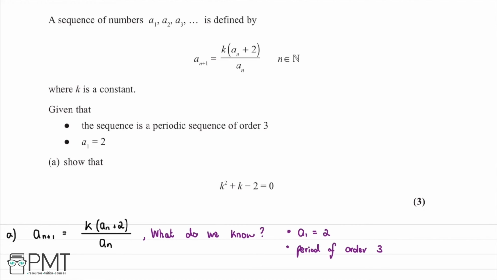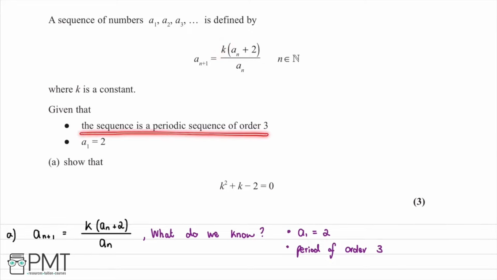So here in this question, we're told that a sequence of numbers denoted by a1, a2, a3, and so on is defined by the following formula. So we have that the n plus 1 term is going to be equal to k multiplied by a_n plus 2, all divided by a_n. And we're told that n is a natural number. This is what this n means here. And we're told that k is a constant. So this k here is a constant number.